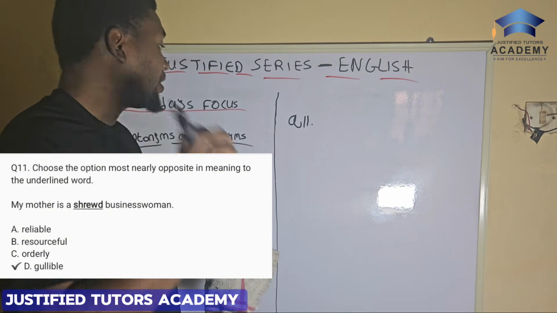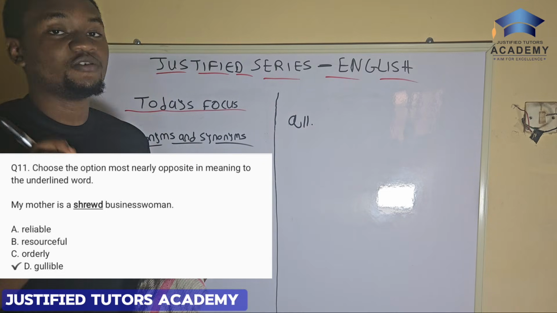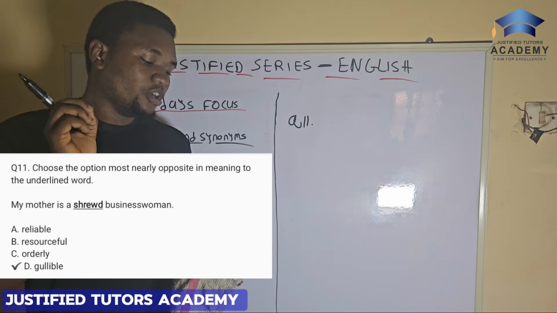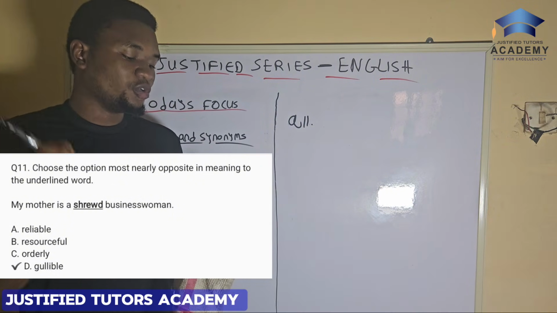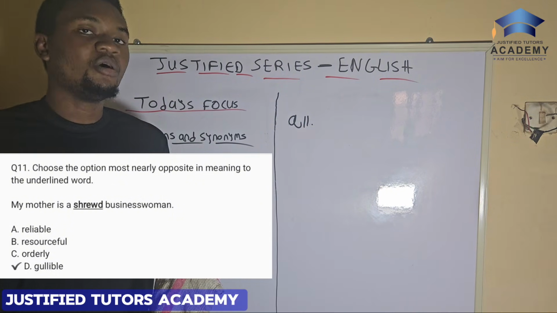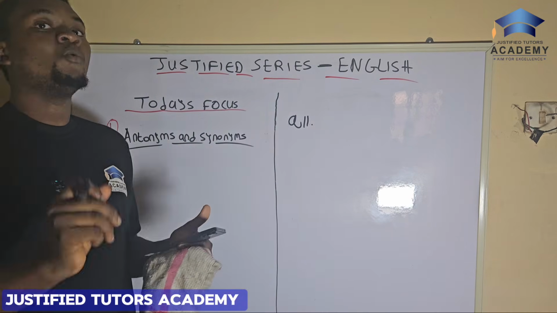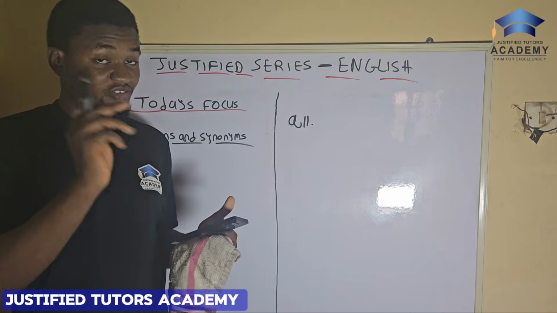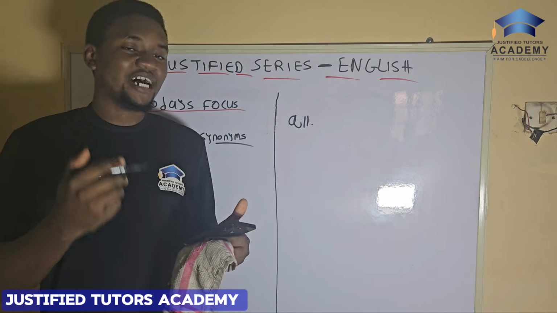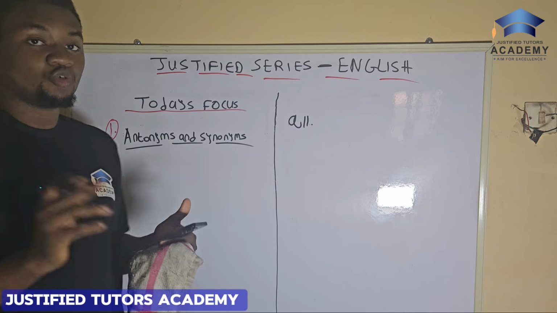Very quickly, I need you guys to take note of something. In JAMB, some questions will say, choose the option most nearly opposite in meaning, or choose the word that is opposite in meaning. It is the same thing. Most nearly opposite is just a way of confusing you guys. Just write that down and take note of it. All right, so now let's go straight to question 11.